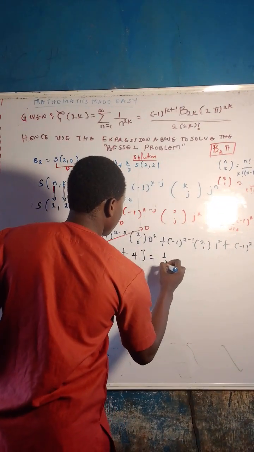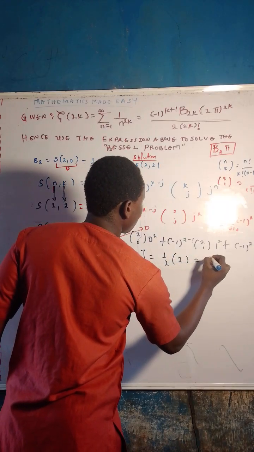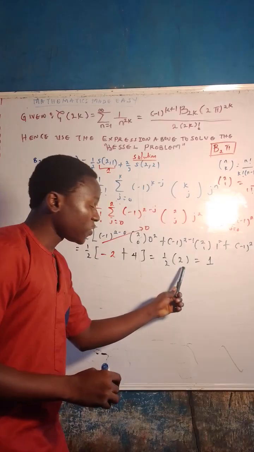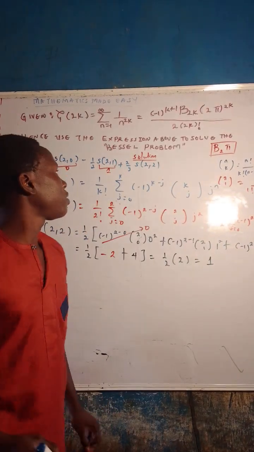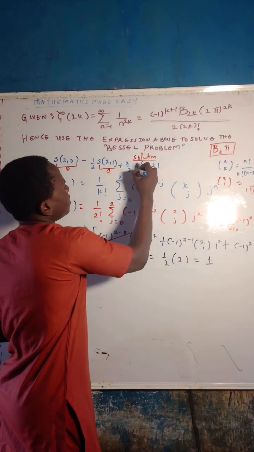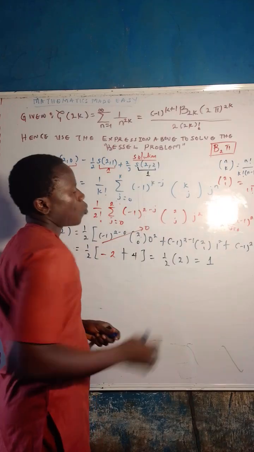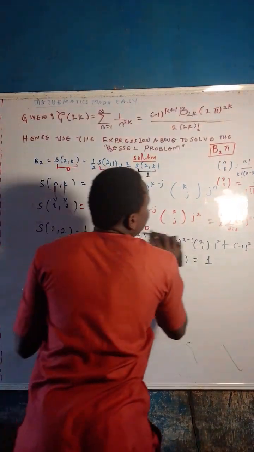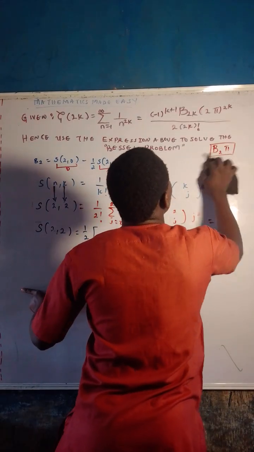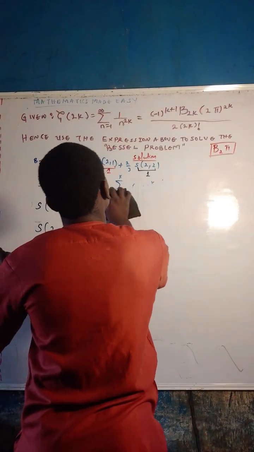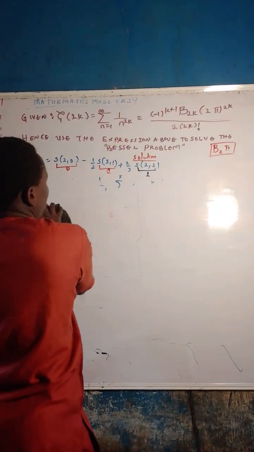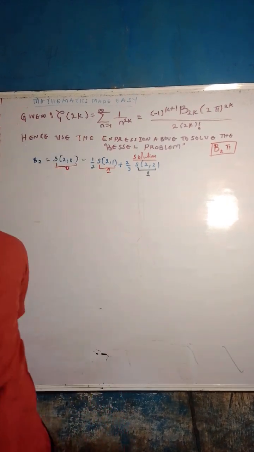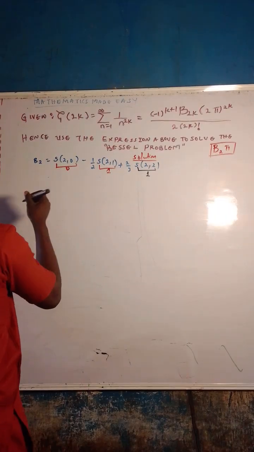So this will be equal to 1 over 2, then multiplied by 2, and this will surely give us 1. That is beautiful, because minus 2 plus 4 will give us 2, then multiplied by 1 over 2, we will have 1. So that shows that s of 2, 2 is 1. That is wow. Okay guys, since we have the values of the Stirling numbers, we're going to find the Bernoulli number when n is 2.